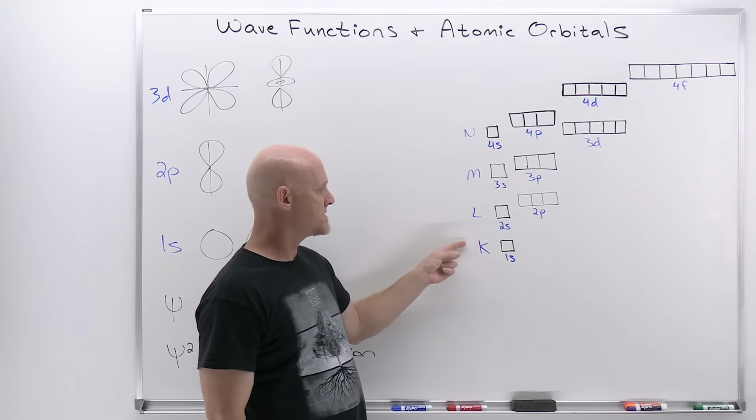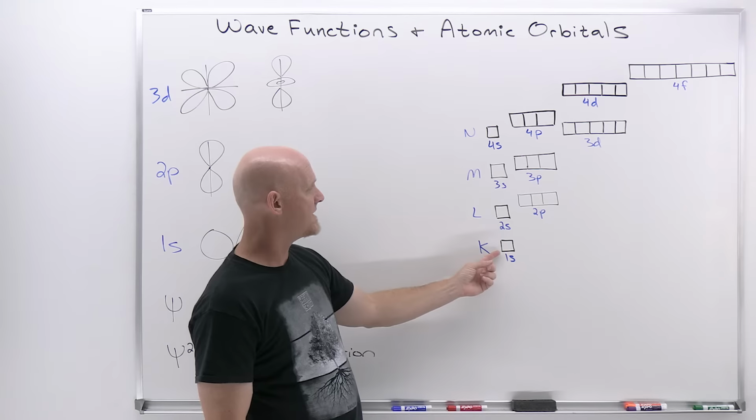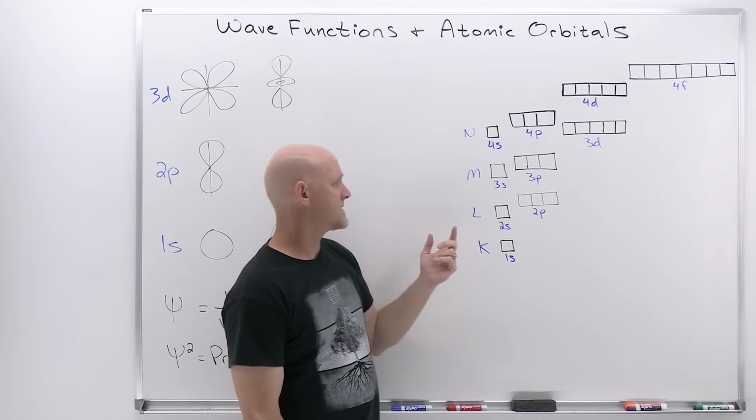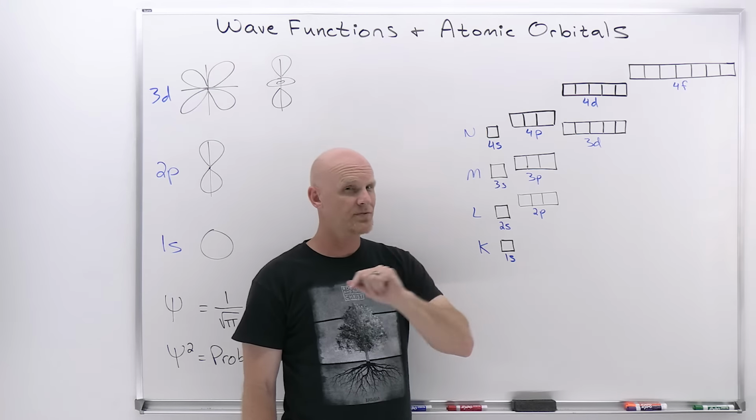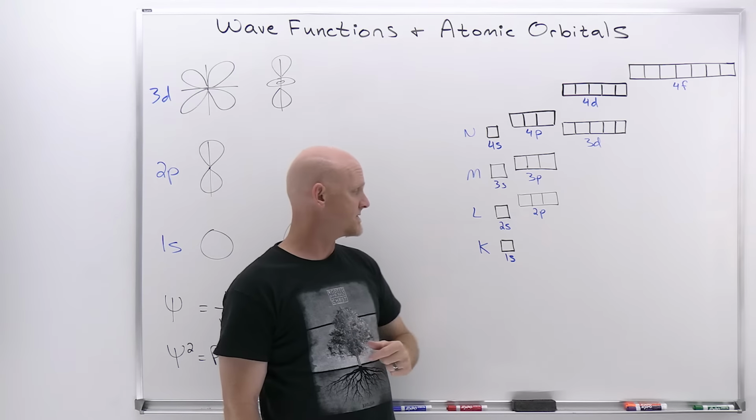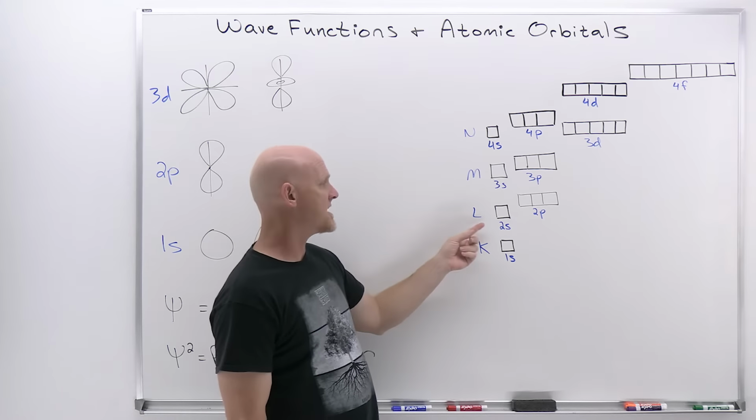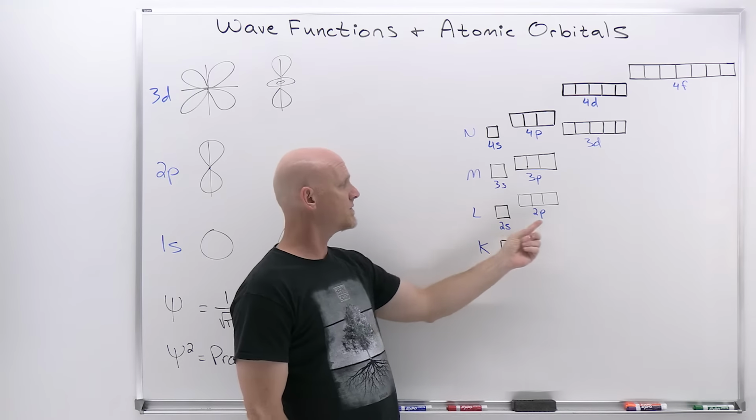So in the first shell, which is sometimes called the K shell, we just have that single 1s orbital. And again, every orbital, it turns out, can hold 2 electrons, and we'll get there a little further in just a bit. The second shell involves both s orbitals and p orbitals.